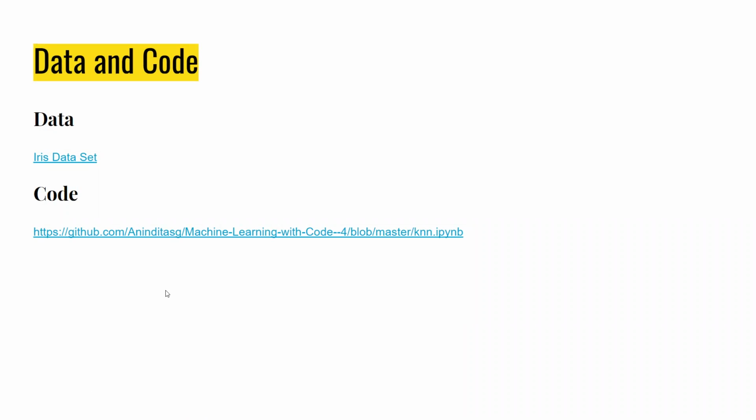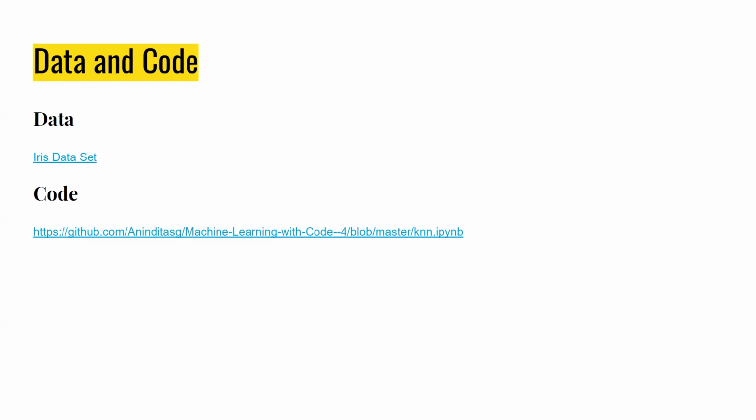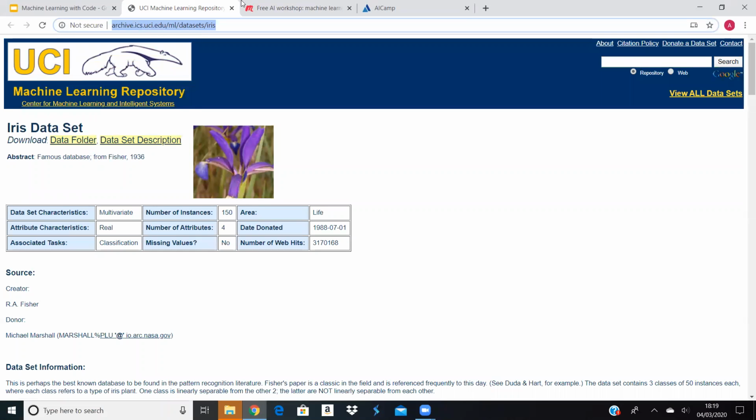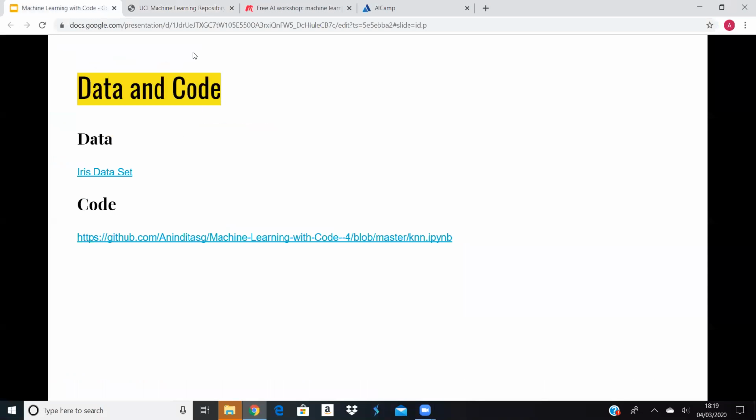So here, like I told you, we would be needing to download the data. So please look at this link. I'll just send this link across to you, and you can download it. This is the actual data set which we are using. I'm sure many of you have already used this data set. This is kind of a standard data set.